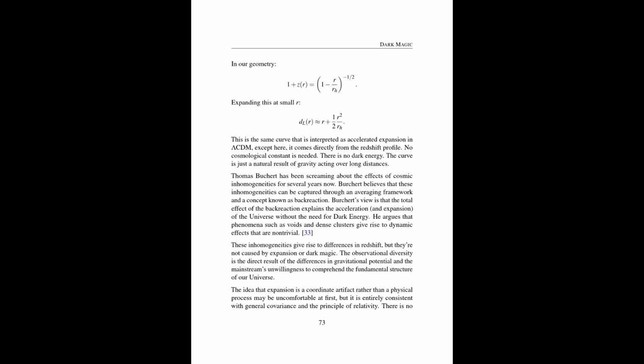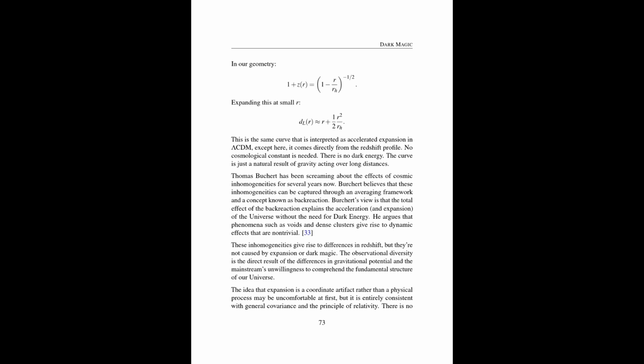Thomas Buchert has been screaming about the effects of cosmic inhomogeneities for several years now. Buchert believes that these inhomogeneities can be captured through an averaging framework and a concept known as backreaction. Buchert's view is that the total effect of the backreaction explains the acceleration of the expansion of the universe without the need for dark energy. He argues that phenomena such as voids and clusters give rise to dynamic effects that are non-trivial. These inhomogeneities give rise to differences in redshift, but they're not caused by expansion or dark magic.